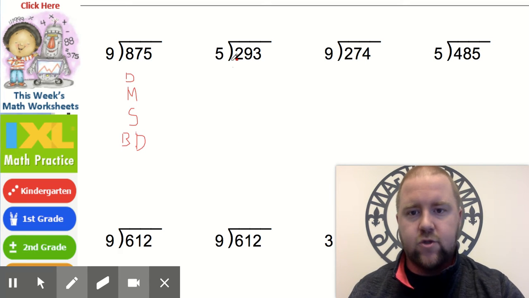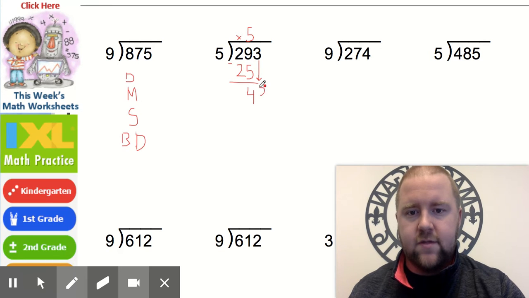All right, so we'll start with this problem. First, we're dividing 5. It can't go into 2, so maybe put a little X there because it can't go in. But 5 can go into 29 5 times, so I put the 5 on top. Now, notice I put it right above that 9 because it's going into 29. Then I multiply. 5 times 5 is 25. And then I subtract. I have a 4. And then I bring down this 3.